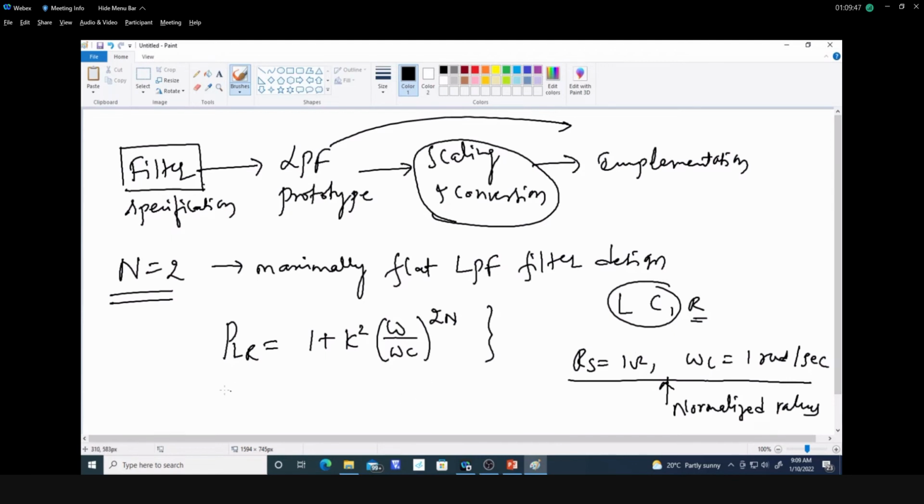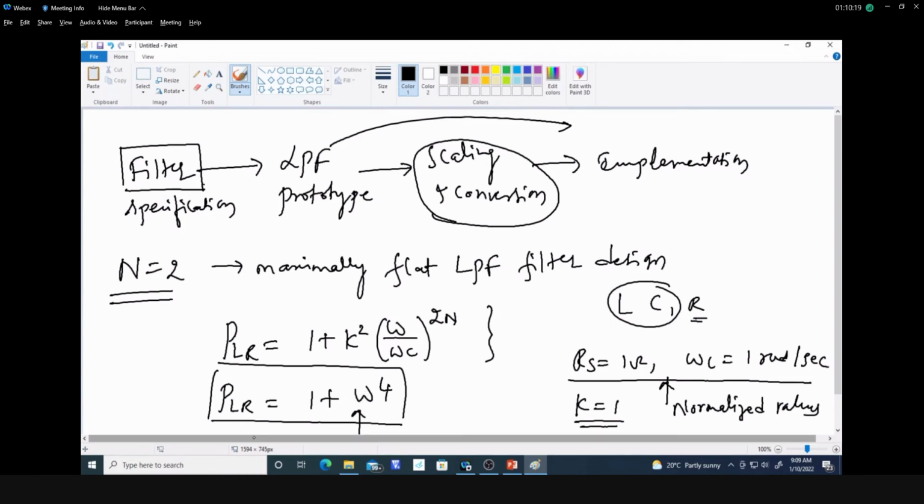then your power loss ratio will be equal to 1 plus. Okay, so now let us take k equal to 1 also, the coefficient whichever we have here. Then what are we going to get? 1 plus omega. So this omega c will become 1, and n equal to 2. So we are going to get the power loss ratio as 1 plus omega to the power 2. Okay, so this is the power loss ratio, and whatever frequency we pick, based on that we will get the power loss ratio.